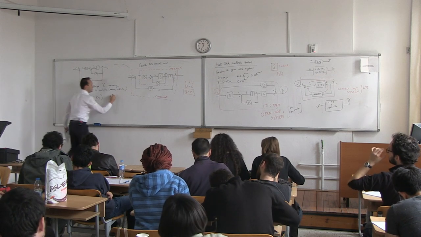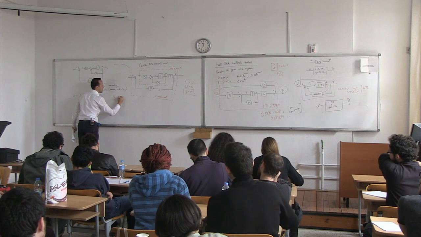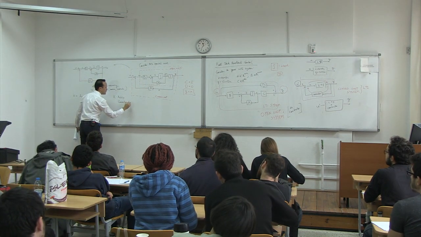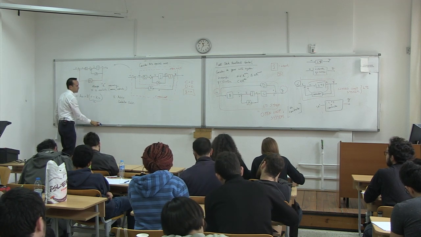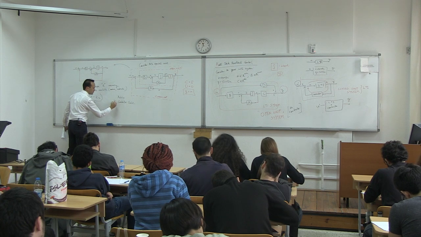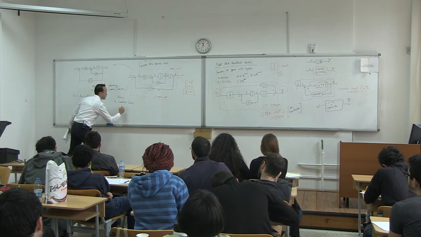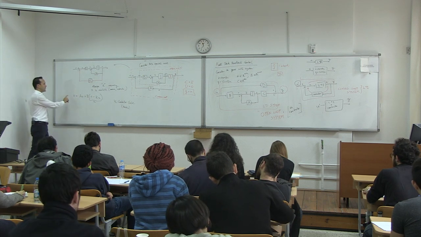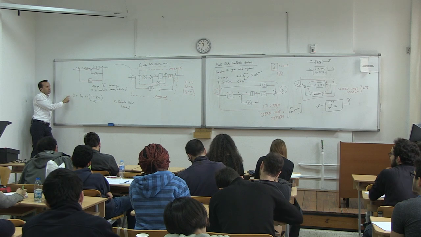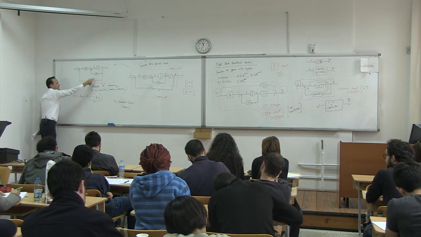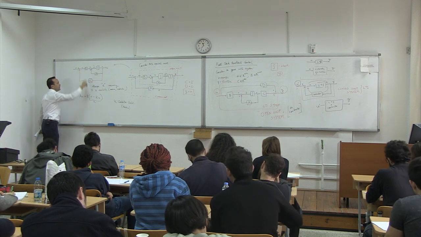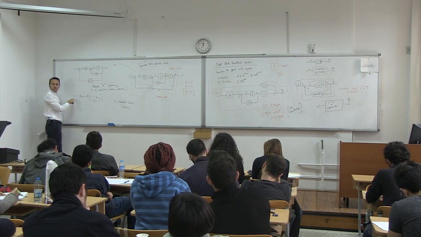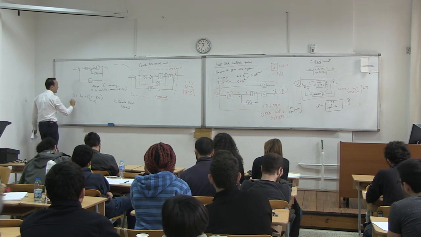K being a matrix, it's what we call the controller gain. Is that clear? Is that easy to understand? How I wrote this? R minus K times X is equal to U, times B plus A times X is equal to X dot. Okay? So, any questions up to here?